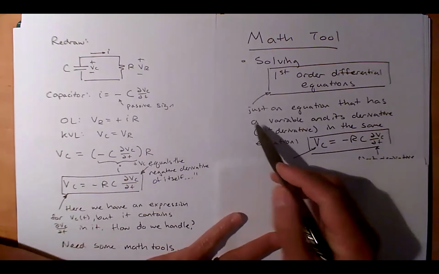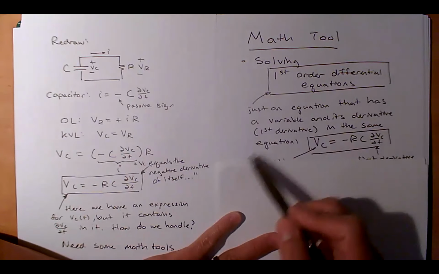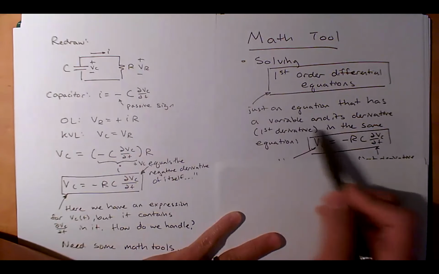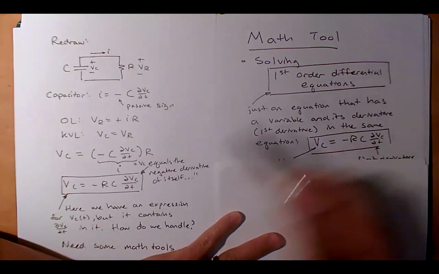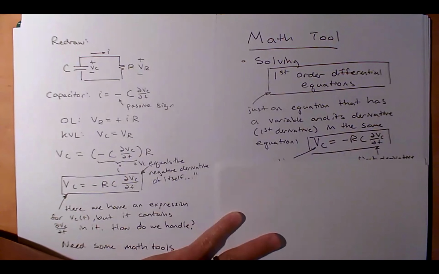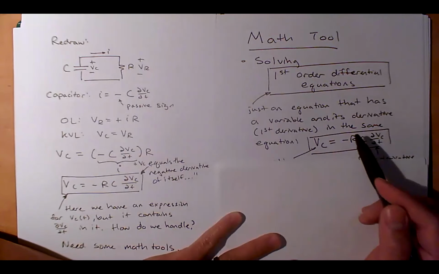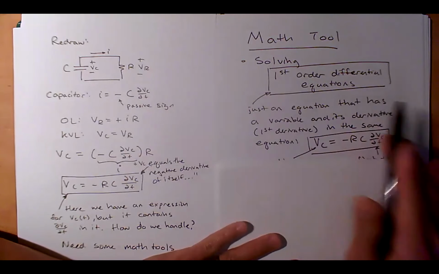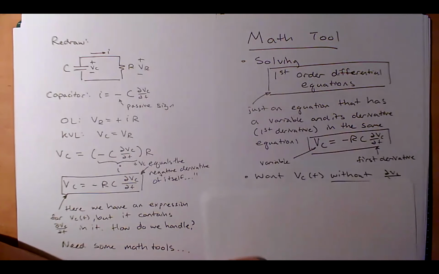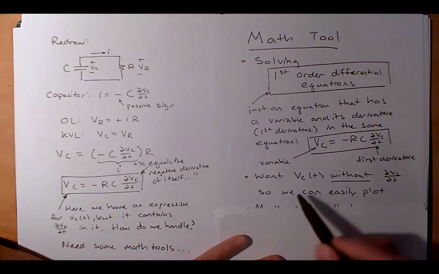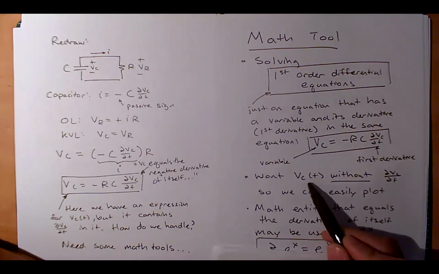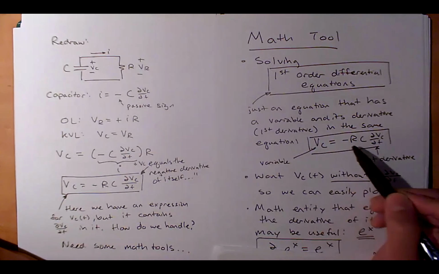All right, so this is basically what I just stated, just an equation that has a variable and its derivative. The first derivative is the same. So for a second order differential equation, you would see a double derivative. Those are a little scarier. They have sines and cosines and whatnot, but we're not going to deal with that today. Okay. All right. So we want a VC of t without its derivative, right?